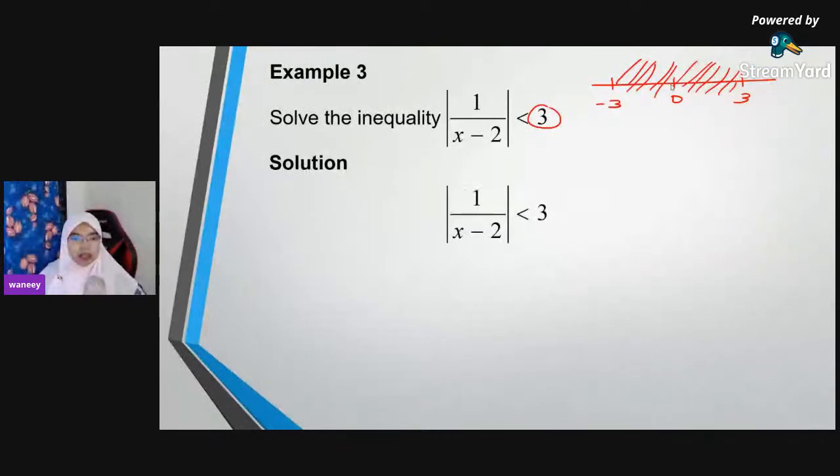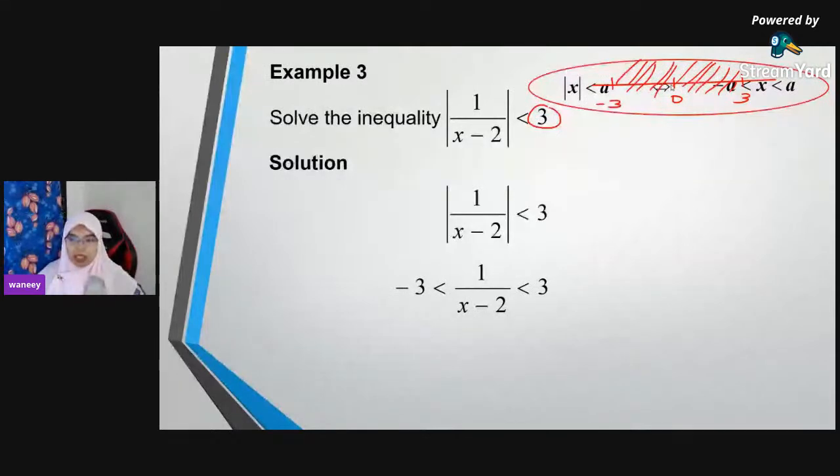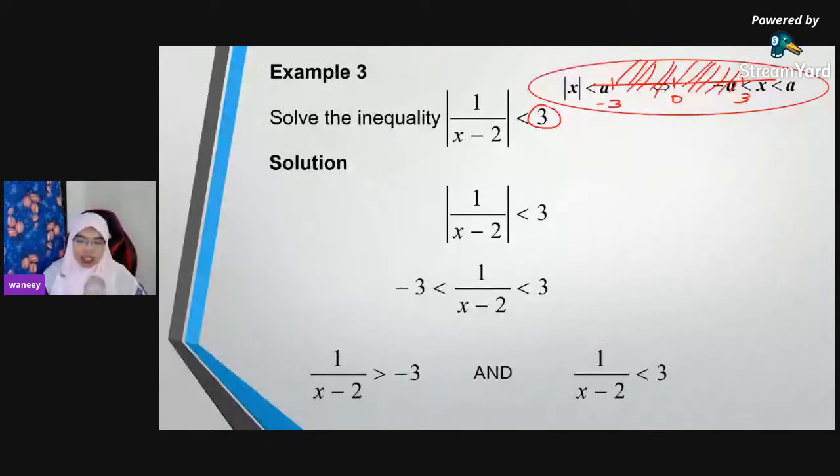Okay, so now we open it. We are going to get 1 over x minus 2 in between negative 3 and 3. So you're going to separate them into two. The first one is 1 over x minus 2 greater than negative 3. And another one is 1 over x minus 2 less than 3. So we will solve one on the left hand side and one on the right hand side.